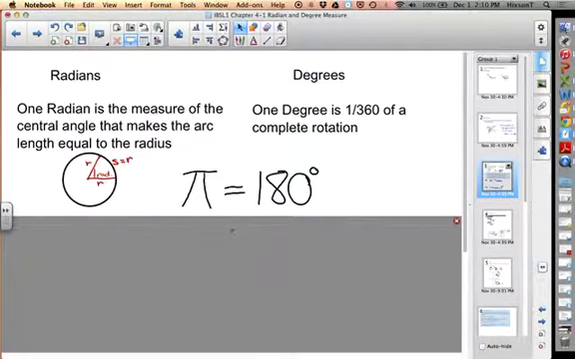You mean pi radian? Pi radians, 3.14159.